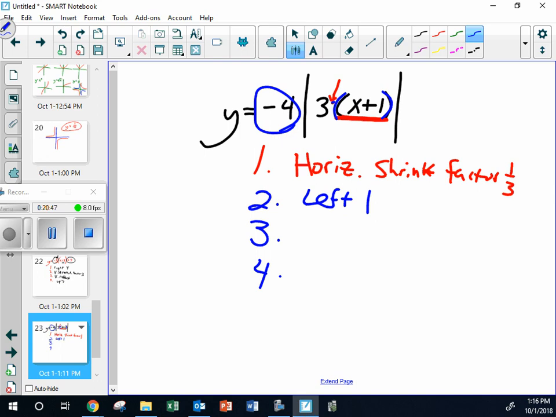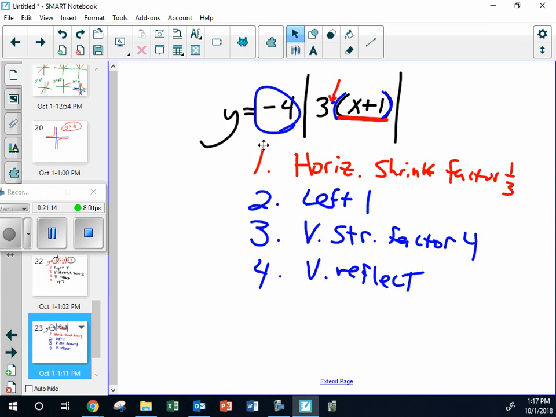Now, I did suggest that you stretch before you flip because that works in gymnastics and it works in math. Okay, so stretch. You don't have to do the stretch first, but I'm going to do stretch first. And that's a vertical on outside, right? Vertical stretch factor. I'm going to trust what I see is a 4. And then it's a vertical reflect. Any questions on that one? How many of you had the last 2 steps right?